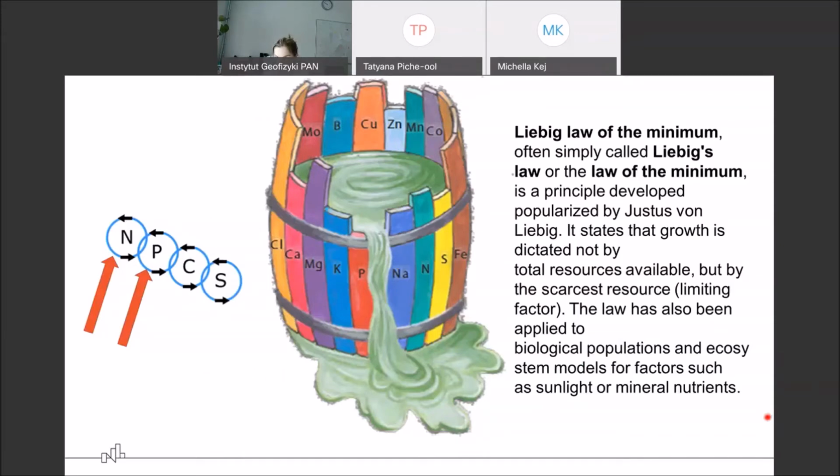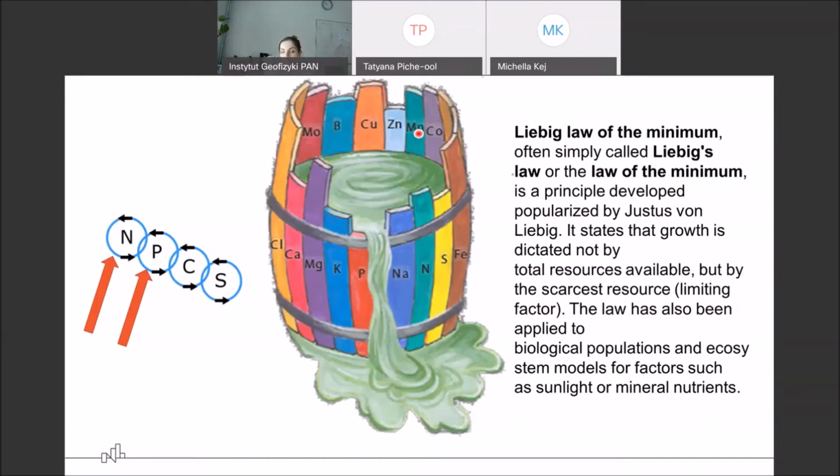So it is a principle, basically, which, thanks to this graphic representation, is quite easy to understand. The general idea is that those parts of this vessel represent different elements, and this time it applies to nutrients, but it does not have to only apply to nutrients. It may apply to different factors. But in general, these are different types of elements.